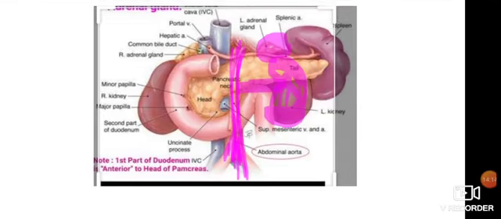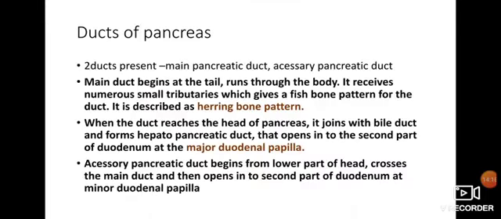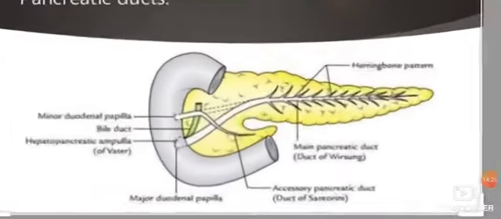Then we can move to the next part, the duct of the pancreas. Two ducts are present, the main pancreatic duct and the accessory pancreatic duct. The two ducts are visible here.